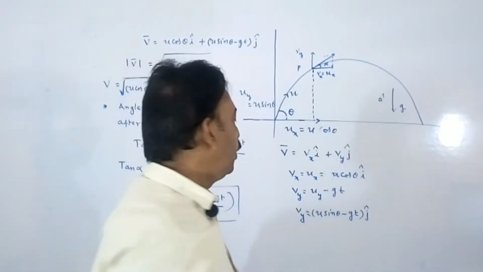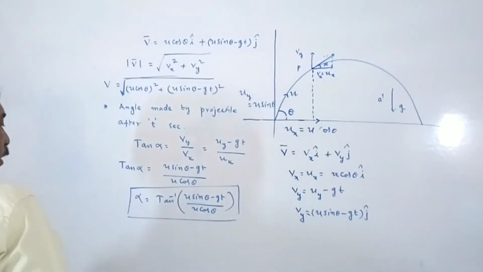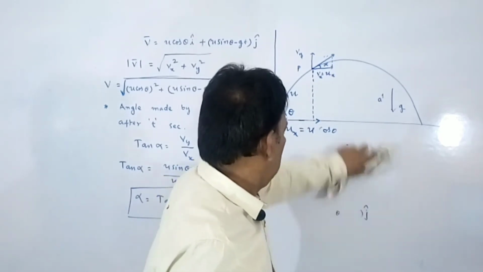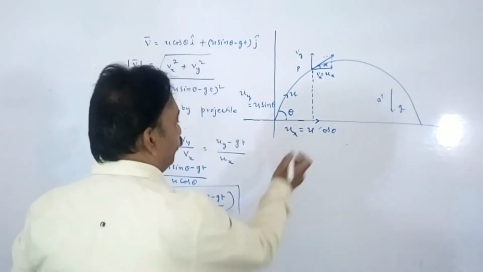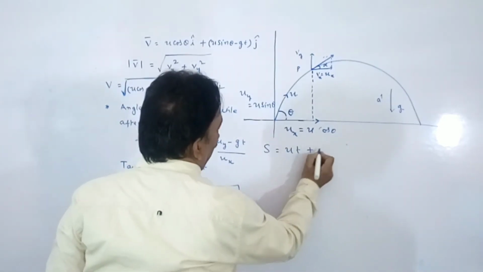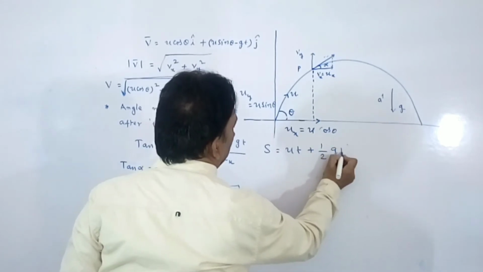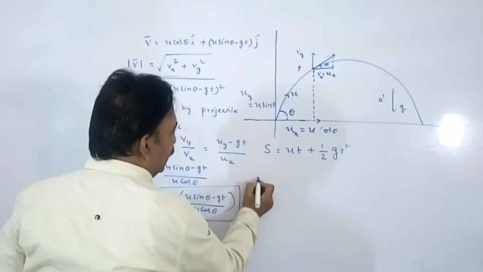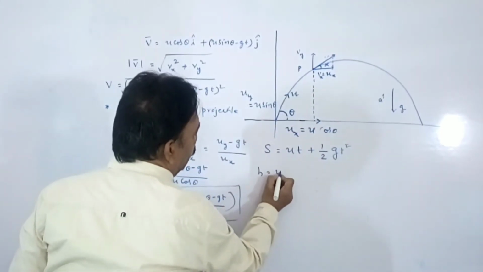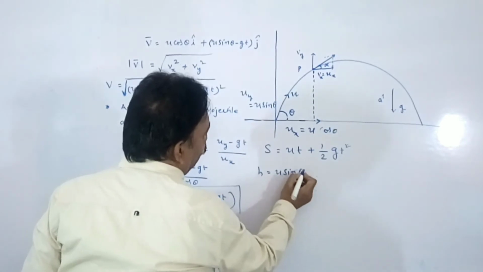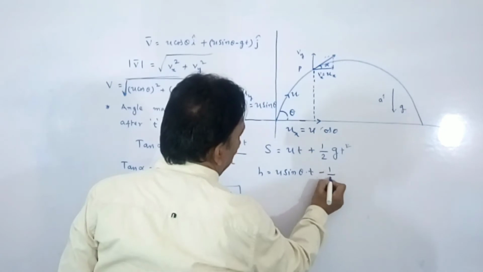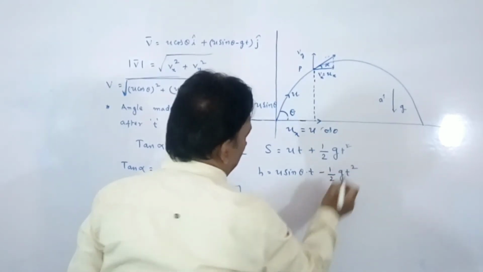We have to use the simple relation. What would it be? How can we get it? We know that S is equal to ut plus half gt squared. Yes, we are saying it as the h. Here this height we are taking as u sine theta into t minus half gt square.